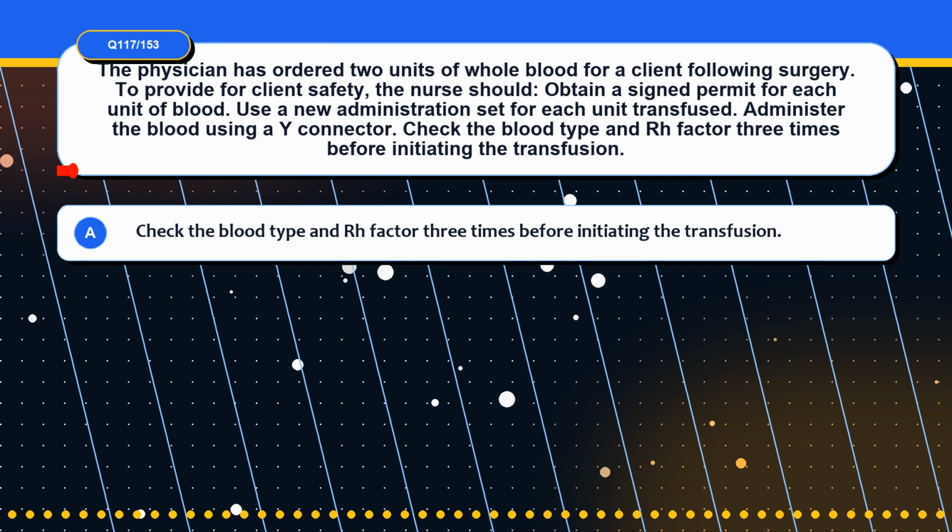Question 117. The physician has ordered 2 units of whole blood for a client following surgery. To provide for client's safety, the nurse should obtain a signed permit for each unit of blood. Use a new administration set for each unit transfused. Administer the blood using a Y connector. Check the blood type and Rh factor 3 times before initiating the transfusion. Here are the options. Option A. Check the blood type and Rh factor 3 times before initiating the transfusion.